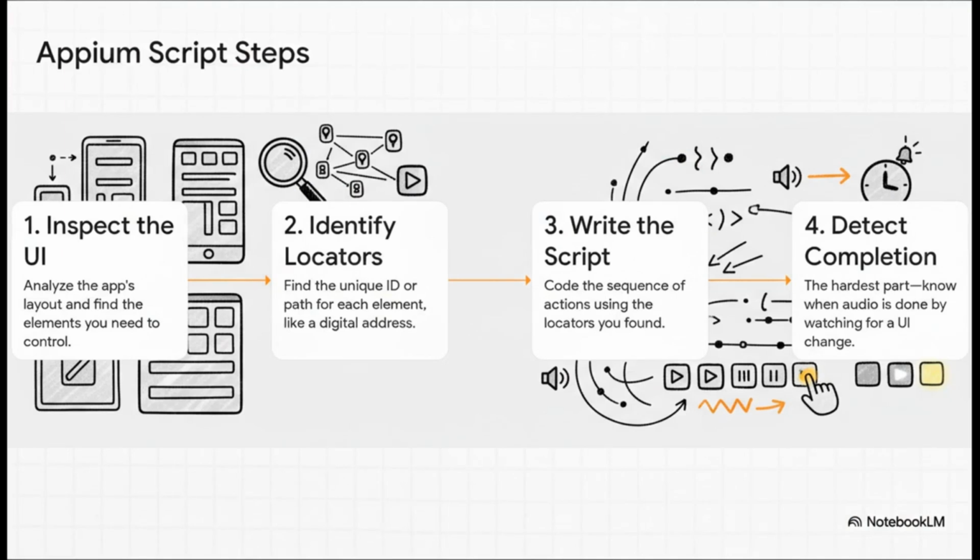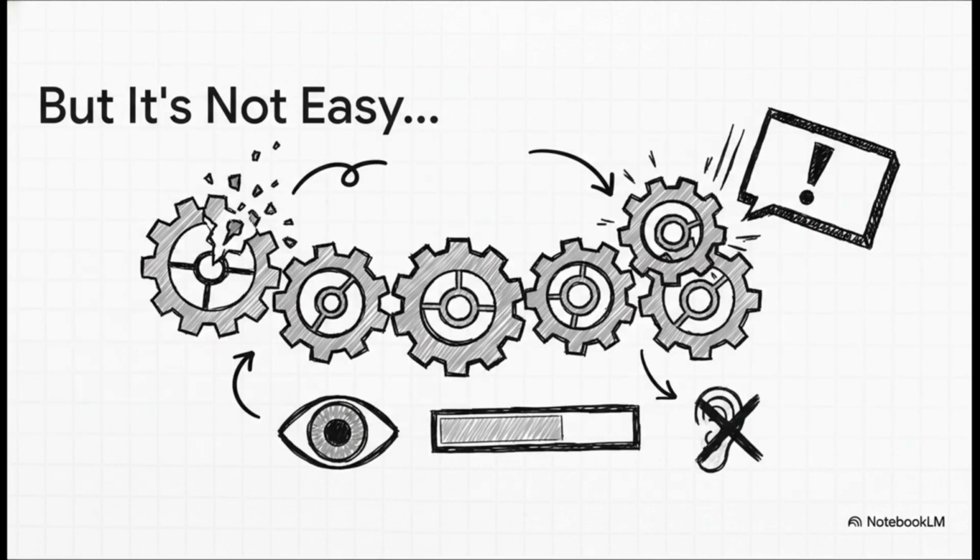Writing a script like this really boils down to four main steps. First, you inspect the app's interface, kind of like looking at a blueprint. Second, you find the unique digital address for every button you need to press. Think of it like a mailing address for that button. Third, you write the actual code that tells Appium to press those buttons in the right order. But then you hit step 4, and this is the killer. How does the script know when that little piece of music is done playing? That's where things get really, really tricky. And this is the part where it all can fall apart.